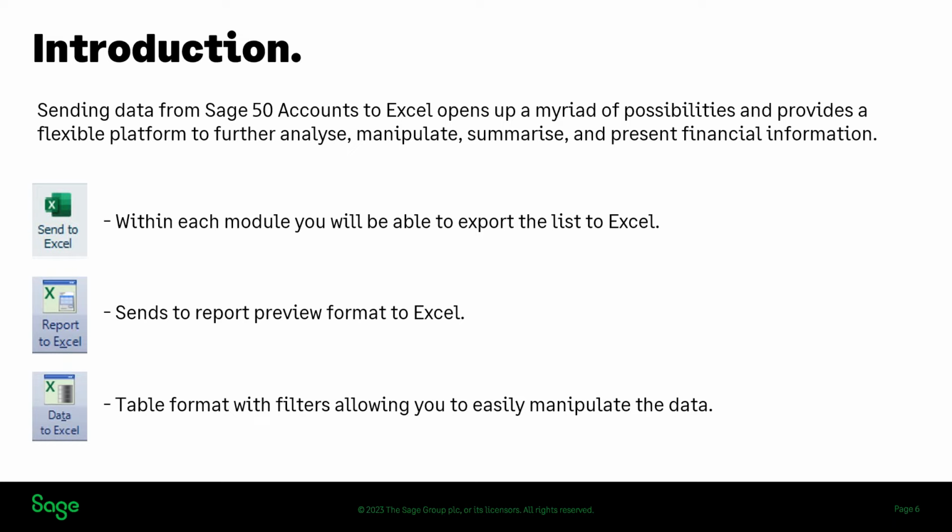The first one is send to Excel. Within each module throughout your software, you'll be able to export the list as it appears on your page. You've then got report to Excel, which sends the report preview format directly into Excel. And then lastly, you've got data to Excel, which pushes through the data in the background of a report into a table format with filters, allowing you to easily manipulate the data. So let's move over to my software and see what this looks like.